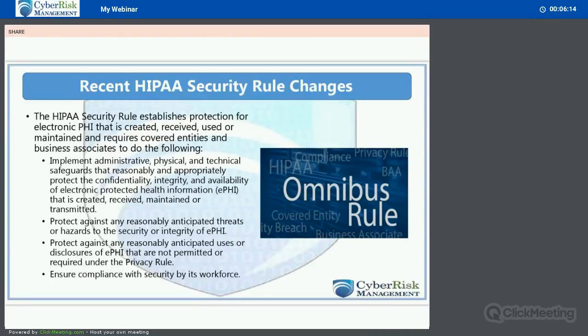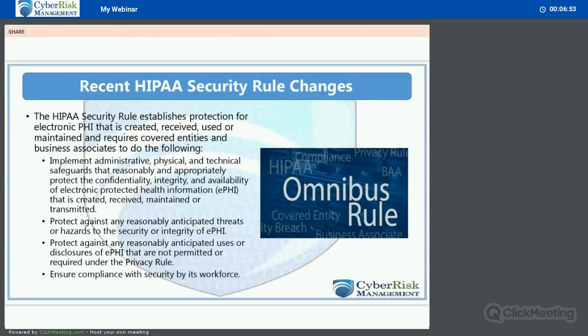The HIPAA security rule, as updated through the Omnibus Act, establishes protection for electronic PHI, which is protected health information. You'll often hear that referred to as EPHI. And what it does is it applies to covered entities and business associates. A covered entity is a healthcare organization that has protected health information. A business associate is an organization that has access to that information even though they're not a covered entity. So they're not a healthcare organization, but they still have access to that information.